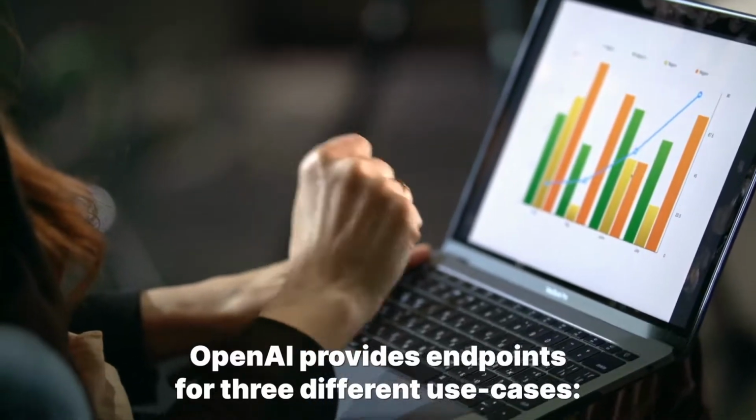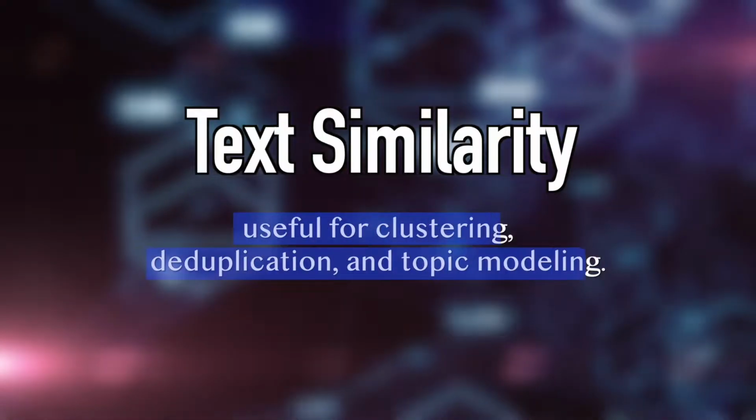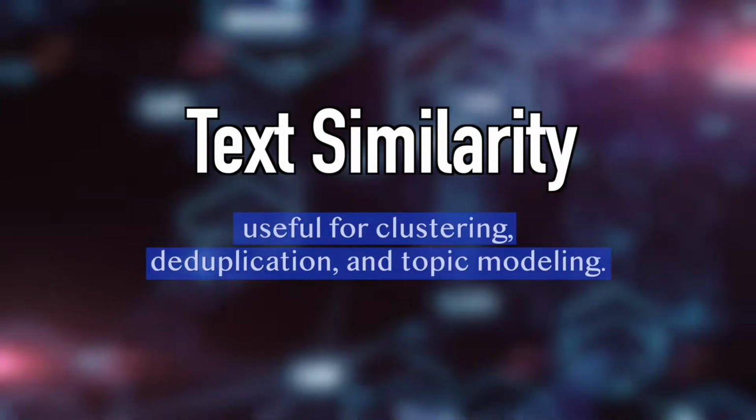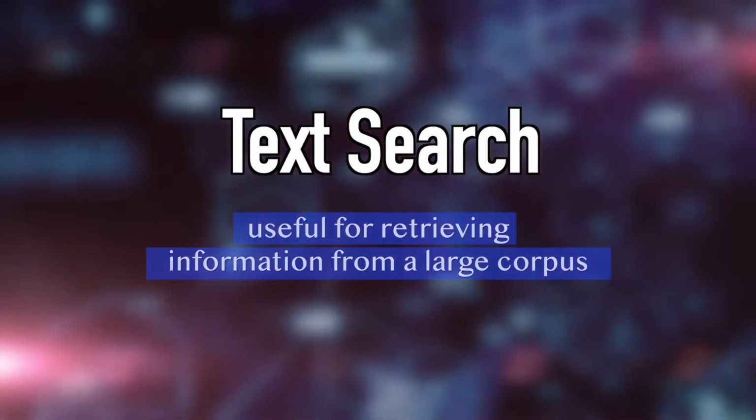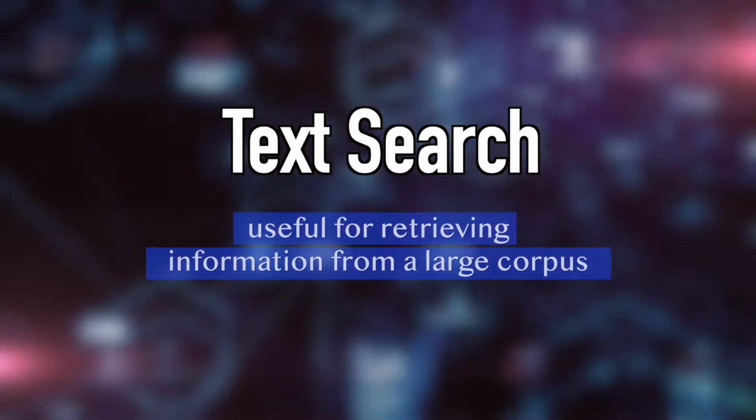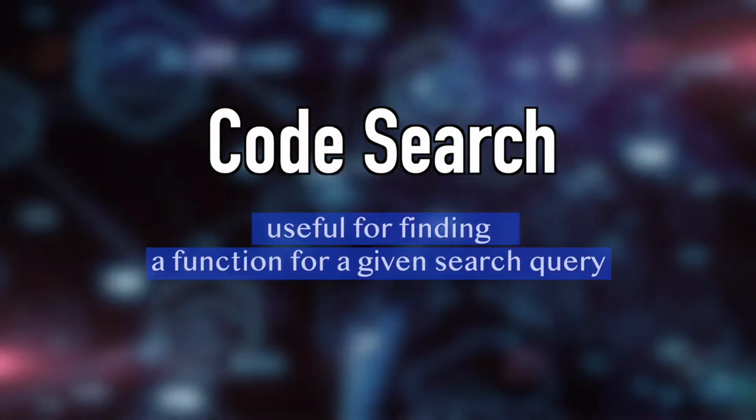OpenAI provides endpoints for 3 different use cases. Text similarity, for example, useful for clustering, deduplication, and topic modeling. Text search, for example, useful for retrieving information from a large corpus. Code search, for example, useful for finding a function for a given search query.